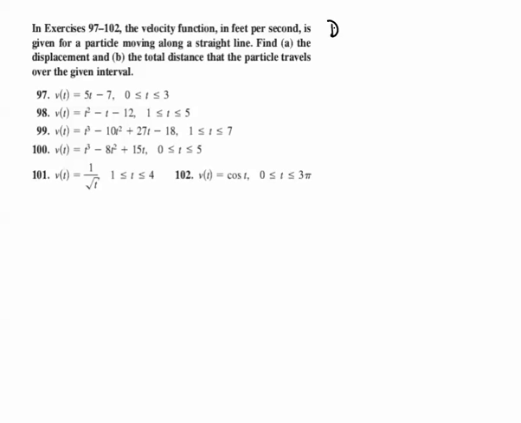First of all, displacement is simply the integral from a to b of v of t dt, and that is your change in position. Your position at time b minus your position at time a gives you your change in position. Positive means you've ended up so many units to the right relative to where you started. Negative means you've ended up to the left of where you started.